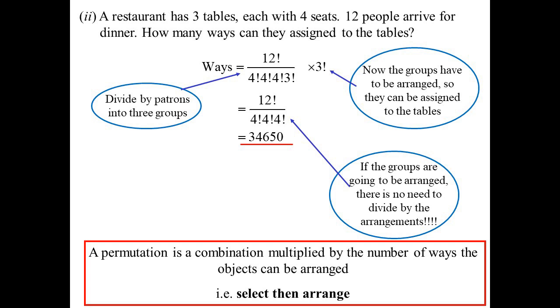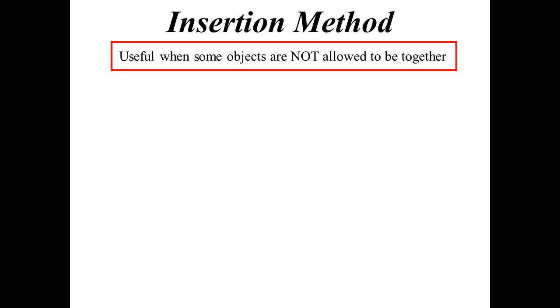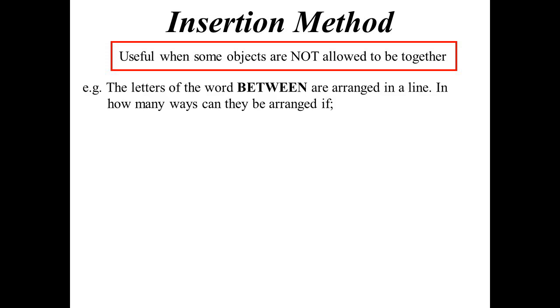Alright, I now just want to show you some techniques that can help. First one here is what we call the insertion method. Now this is useful when you've got a problem where some of these objects are not allowed to be together. And here's a typical sort of one. The letters of the word between are arranged in a line. In fact, I think this might have even come from our textbook, I'm not sure. In how many ways can they be arranged if all the E's are separated? So the E's are not allowed to be together.